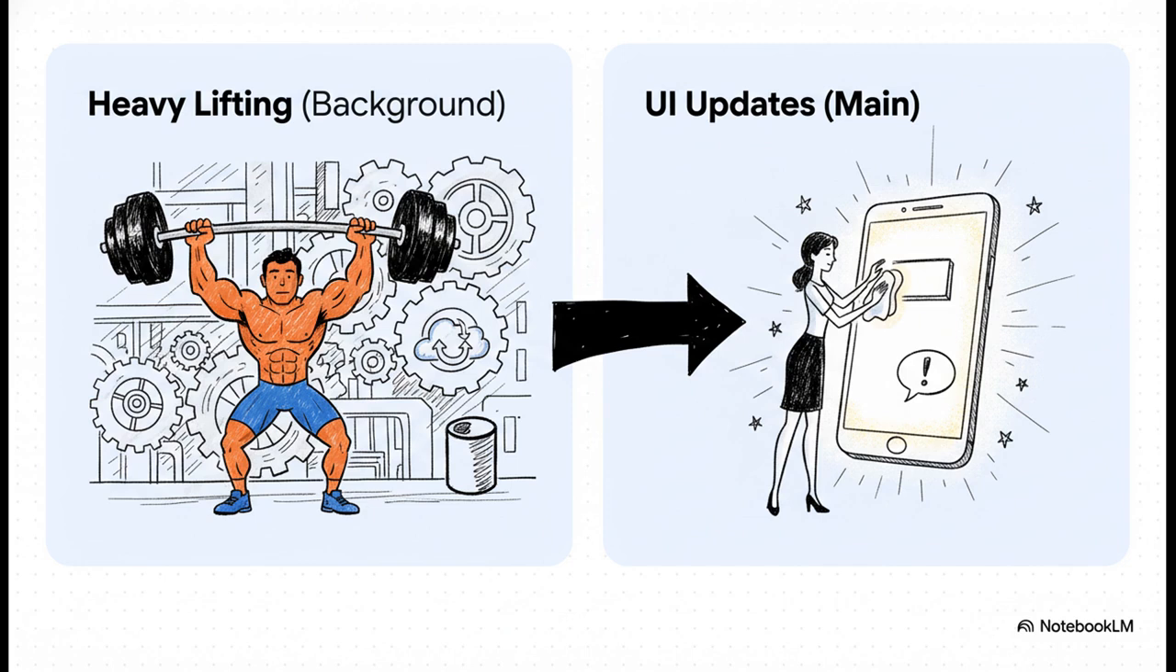You do all the heavy lifting, your networking, your image processing, your database stuff on a background queue, like DispatchQueue.global. But, and this is critical, the moment you need to touch the UI, you must come back to the main queue, DispatchQueue.main. Never, ever touch the UI from the background.